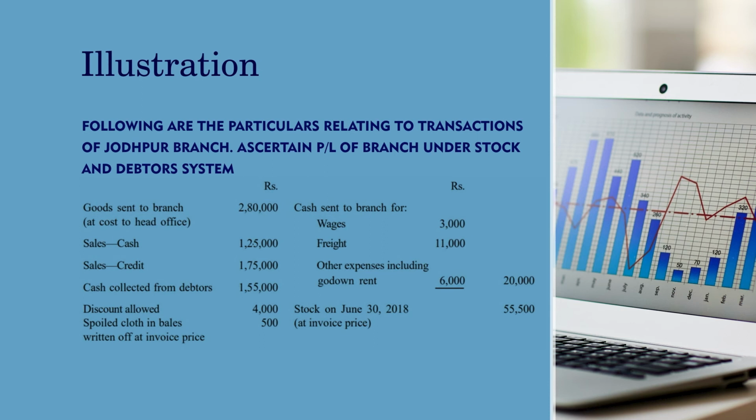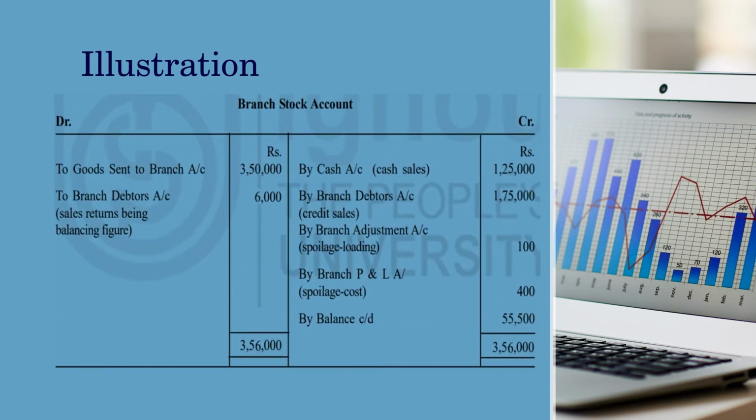So it means if this is representing 100%, then what will it represent? 125%. So it will come to 3,50,000. It's very simple. So to goods sent to branch 3,50,000. To branch debtors account, this is the balancing figure. It means this is calculated after preparing this account. So this amount is representing the excess of credit side over the debit side of the branch stock.